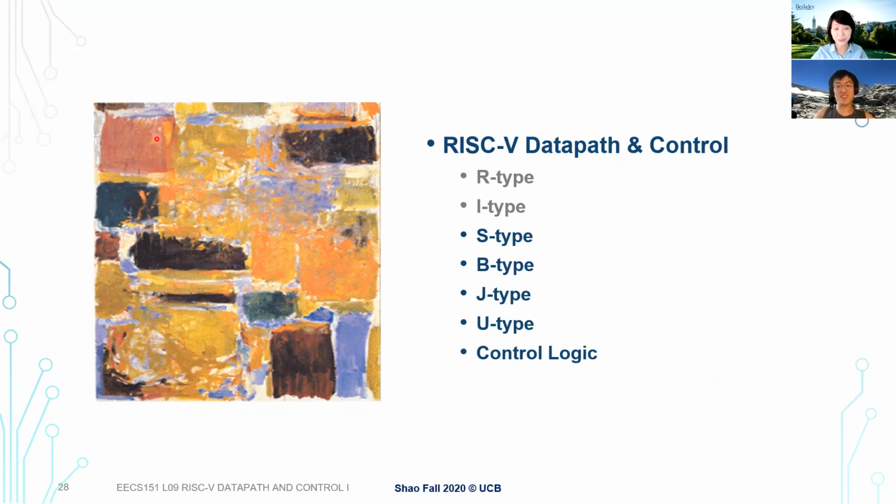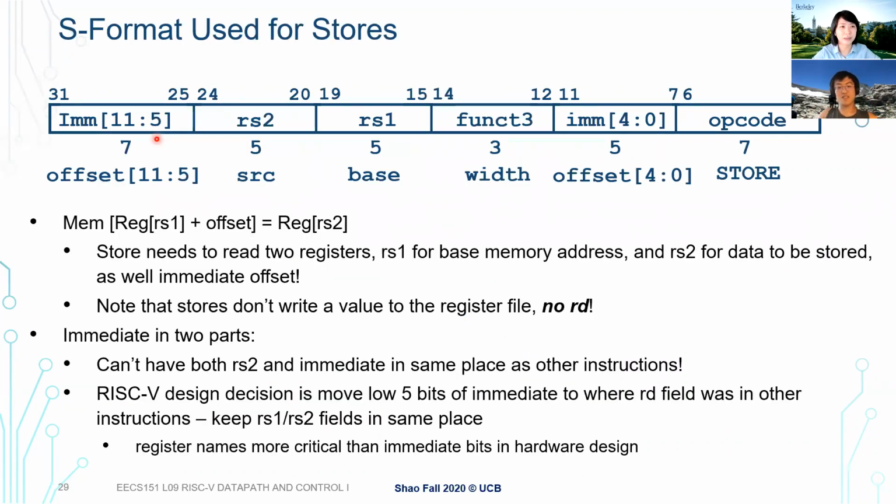Next, we already talked about the load operation, right? Load operation loads data from memory to register. And then naturally, the next question is, how about store? How can we store data from register to memory? Let's talk about the encoding for the store instruction here.